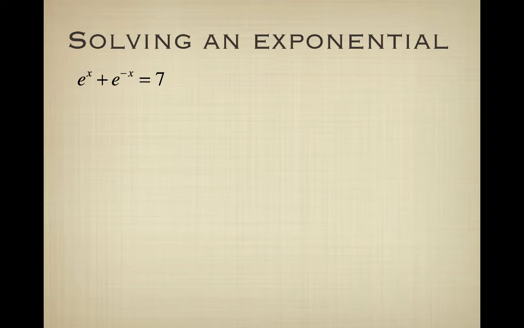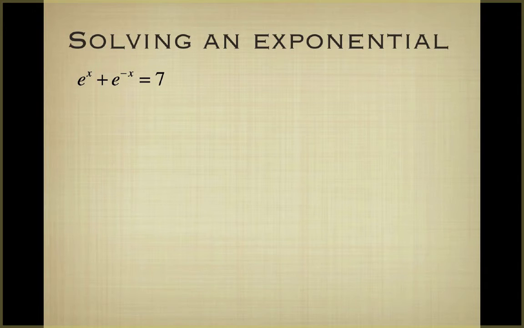The next thing we will do is learn how to solve exponentials, those equations with e's in them. So e to the x plus e to the negative x equals 7. I am first going to rewrite this as e to the x plus 1 over e to the x equals 7. And then I don't like having that e to the x in the denominator, so one of those things I can do is multiply everything by e to the x to remove it.